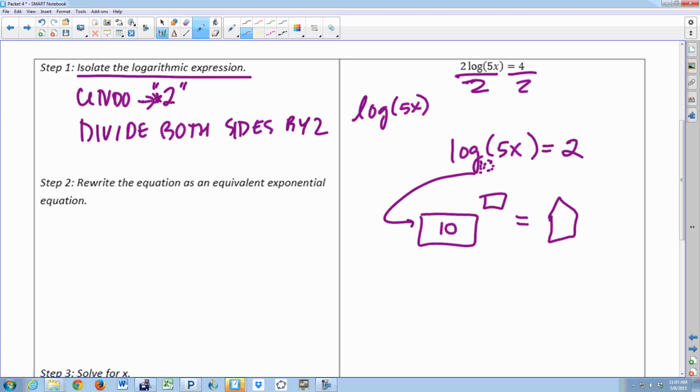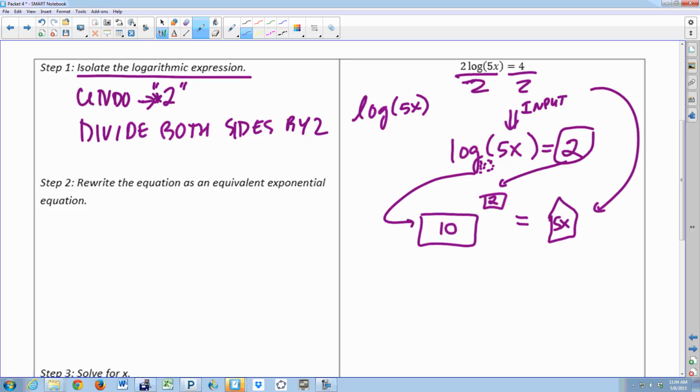I've got three spots to fill in here in my exponential equation, and I've got one spot filled in. 10 to what power is equal to what? Well, remember, a log is an exponent. So the answer to the log is your exponent. This is your exponent. It comes right down here. And then your input for your log is the output for your exponential function because they're inverse functions. So this is 5x.